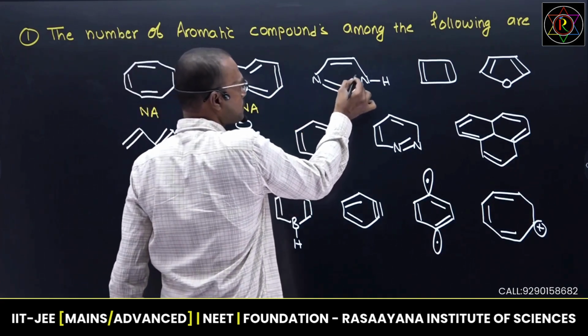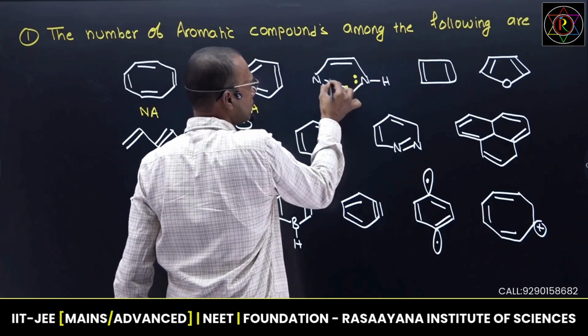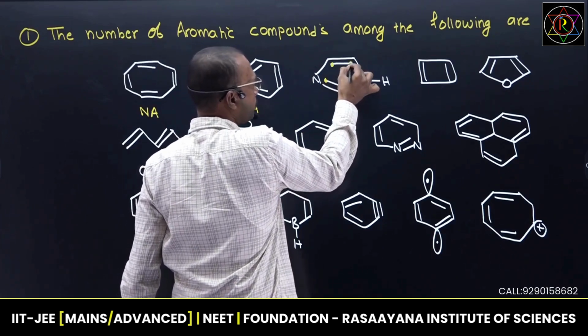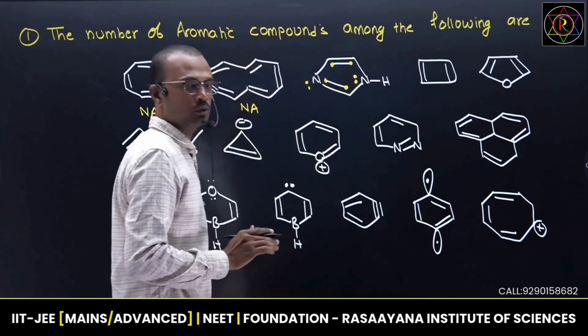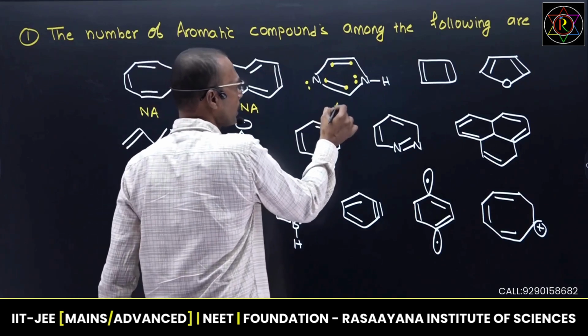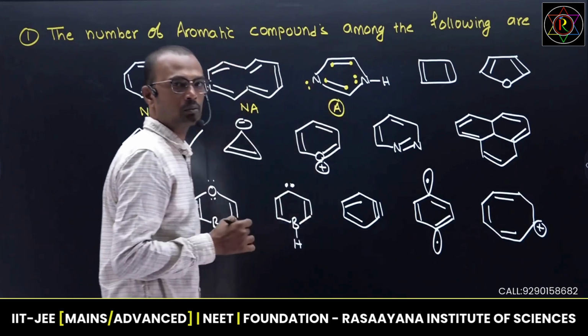In imidazole, 6 pi electrons are delocalizing. Here 2 pi electrons, 2 pi electrons and 2 non-bonding electrons. These 2 non-bonding electrons are not involved in delocalization. So this imidazole is found to be aromatic in nature. So A is nothing but aromatic.